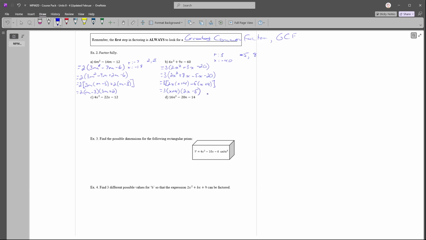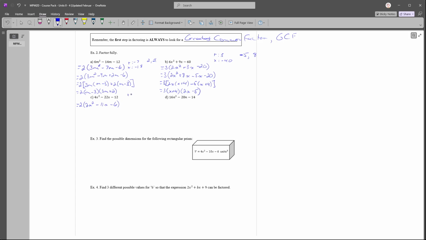I know this video is starting to get long, but we're almost there. 4x squared minus 22x minus 12. What is the greatest common factor? 2, definitely. 4, nope. Any variables? Nope. So all we have is a 2. Okay, 2. Let's break it down. So 4x squared divided by 2 is going to give us 2x squared minus 11x minus 6.